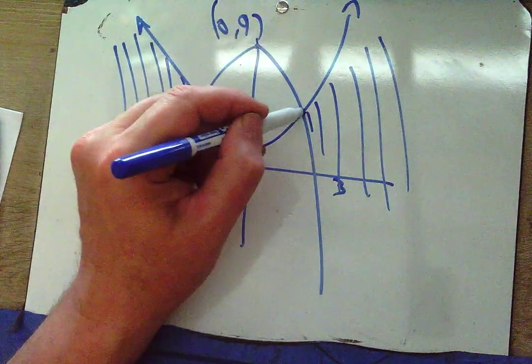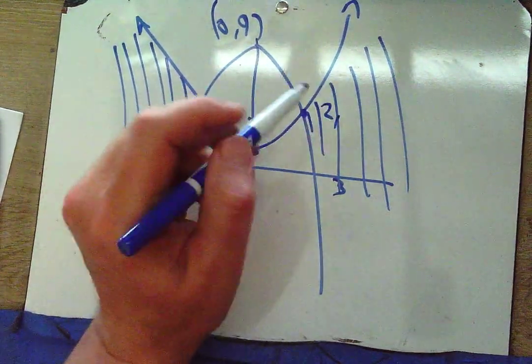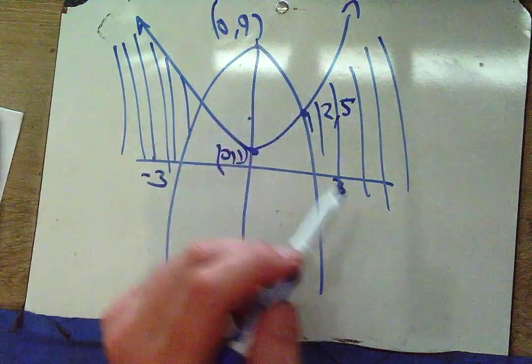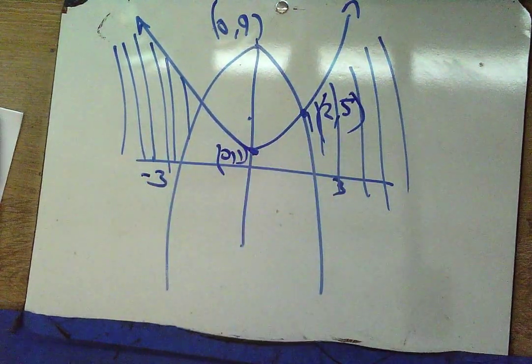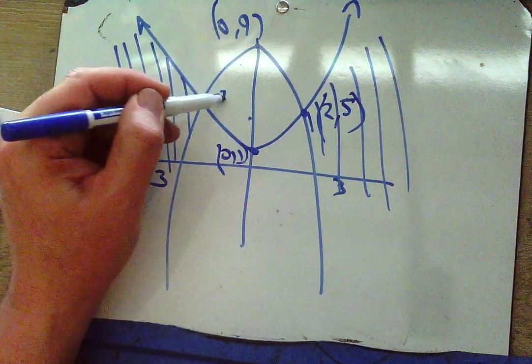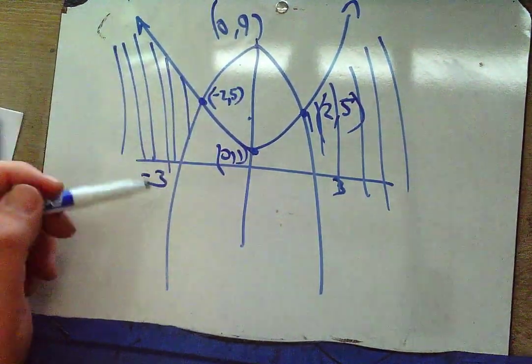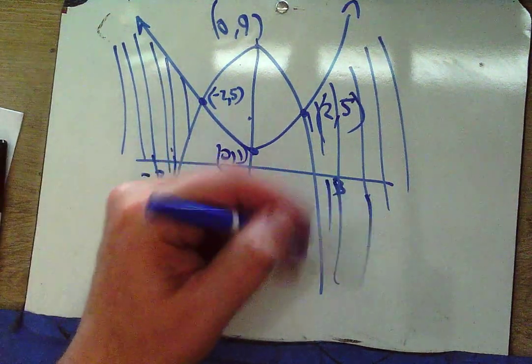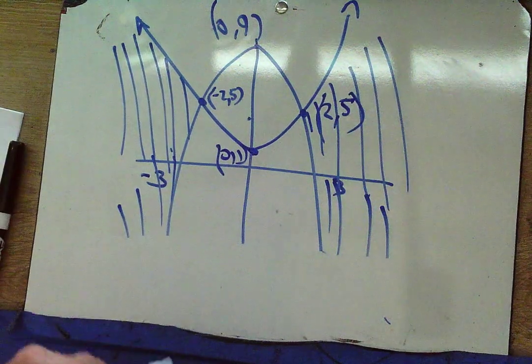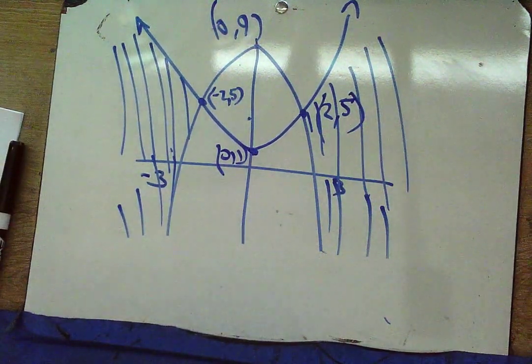2. Let's do 5. I think so. Let's see. 2, yeah, 2, 5. I guess this would be negative 2, 5 as well. Okay, so, go to. You've got the graph, write the system of inequalities.